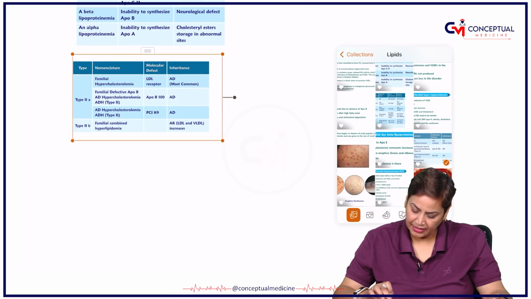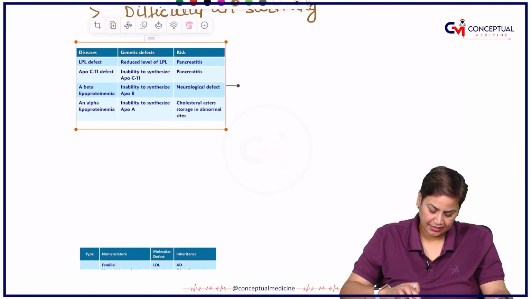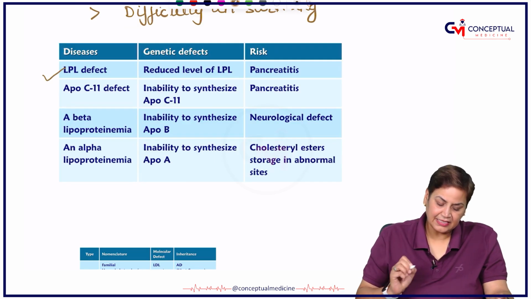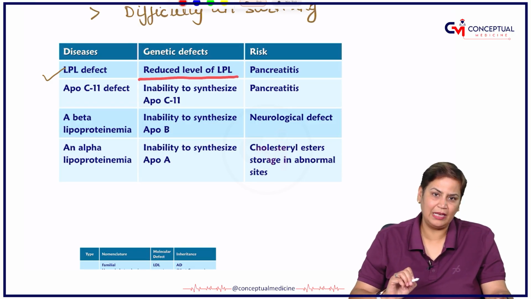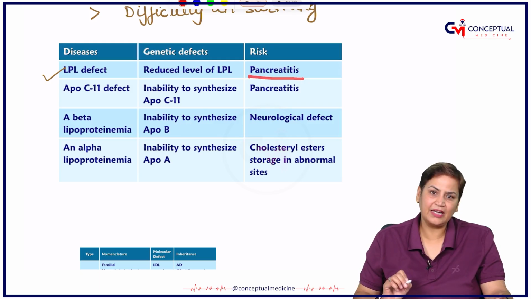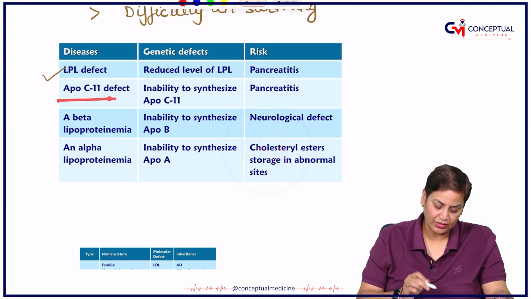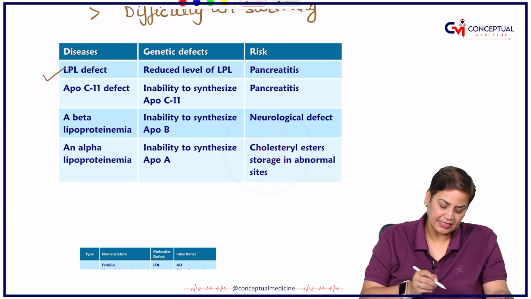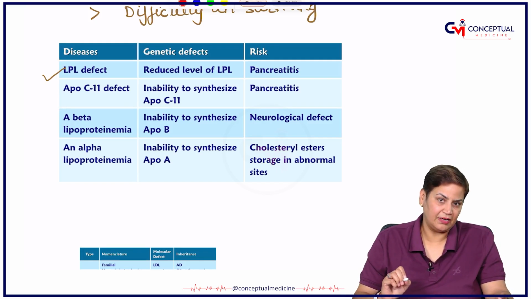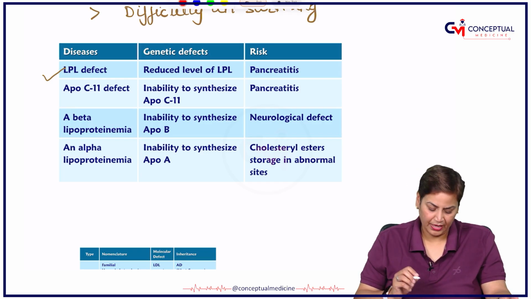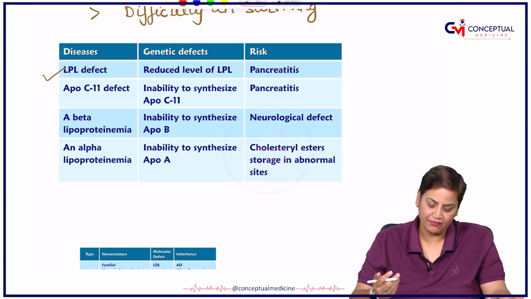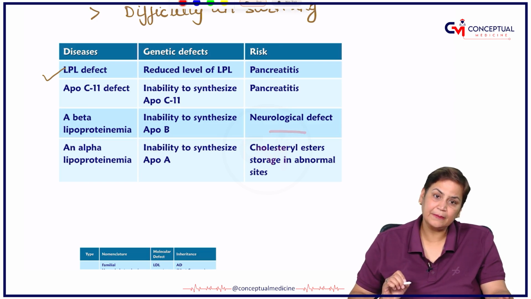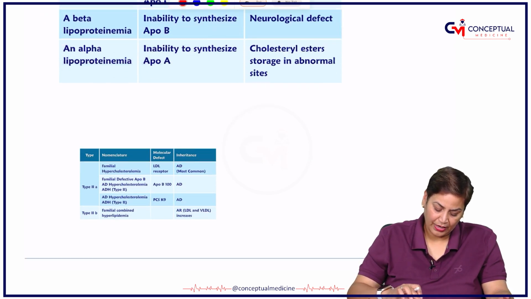So, this is just a summary. First of all, let's take this table. If LPL, lipoprotein lipase, is defective, or a reduced level of LPL is there, it leads to pancreatitis. Same is the case when Apo C-II is defective. Okay, this is nothing but type 1 hyperlipoproteinemia. Okay, if we talk about abetalipoproteinemia, obviously there is inability to synthesize everything in fact. So, there are neurological defects. Okay, then look at this table.